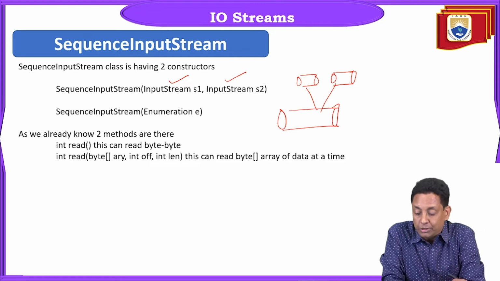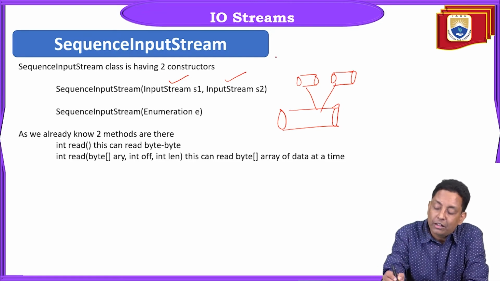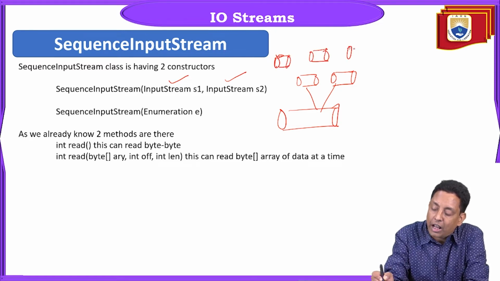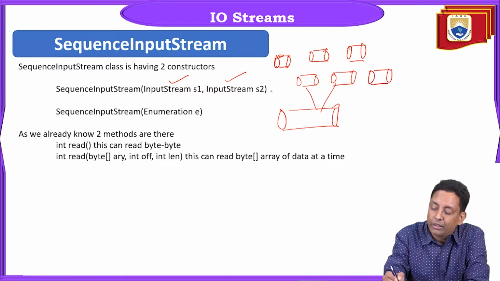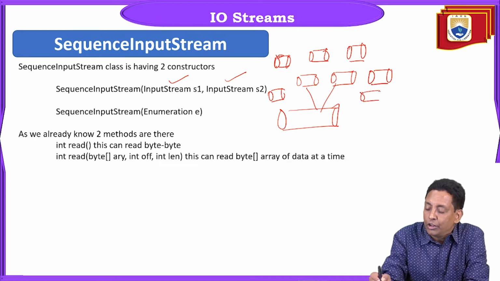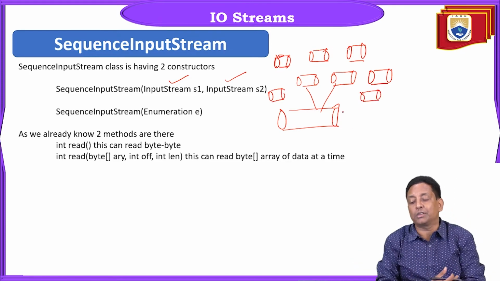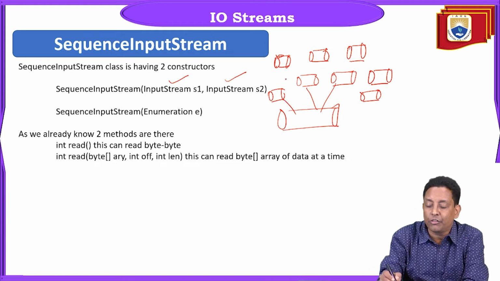If there are two input streams, fine. But suppose you are having multiple input streams, 5-6 input streams or 10-20 input streams at a time, then how do you read the data? Sometimes we don't know how many input streams there are, but we want to read data from all the sources.